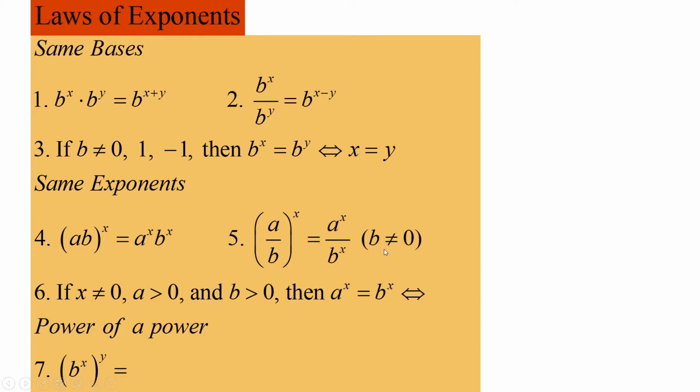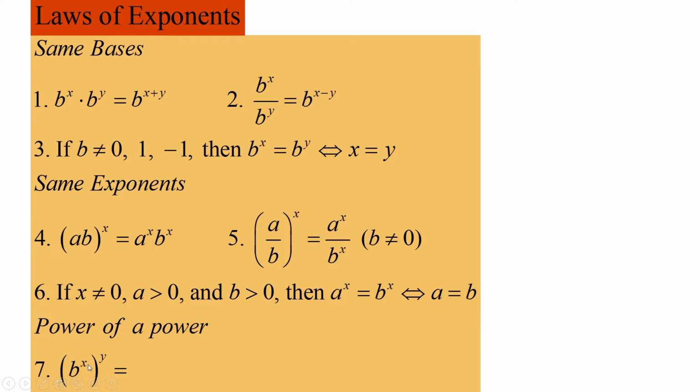And by the way, b cannot equal 0 because that would give me 0 in my divisor there. So if x does not equal 0, and a is greater than 0 and b is greater than 0, same thing, then a to the x equals b to the x if and only if, remember this symbol, if and only if right there. Well, now I have common exponents. So the only way a to the x would be equal to b to the x would be if a is equal to b.